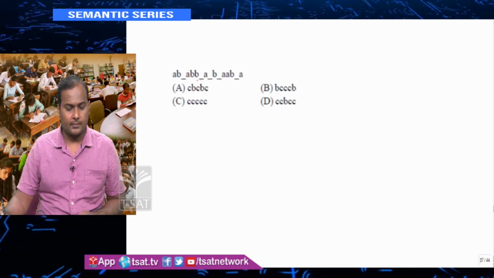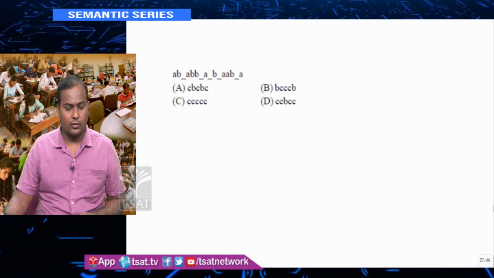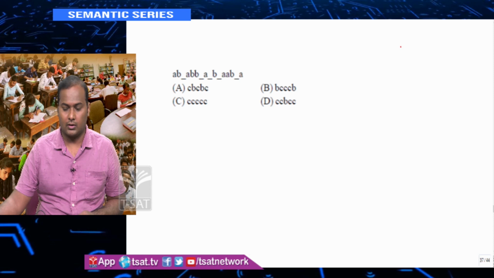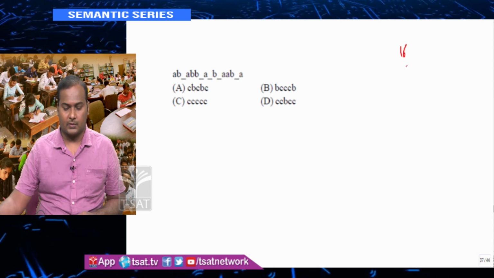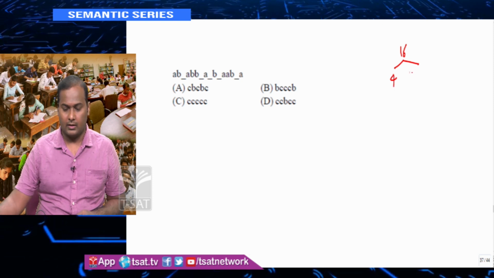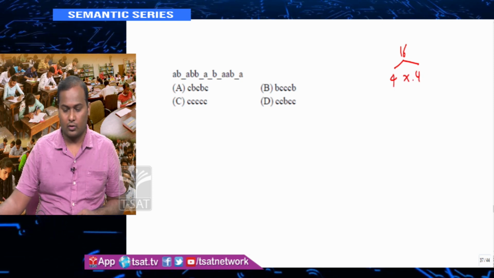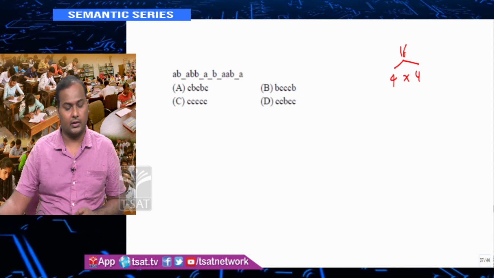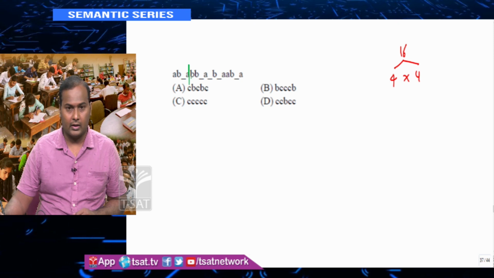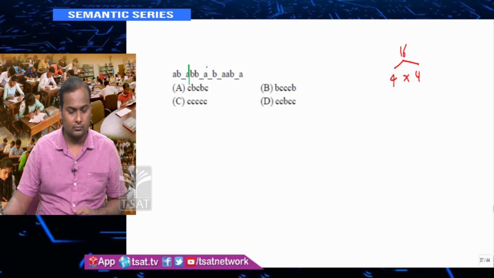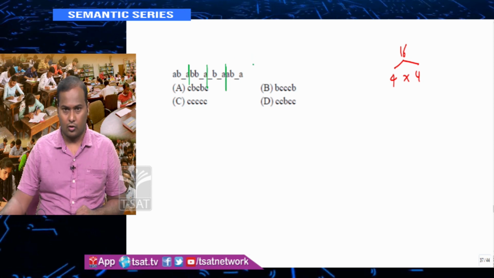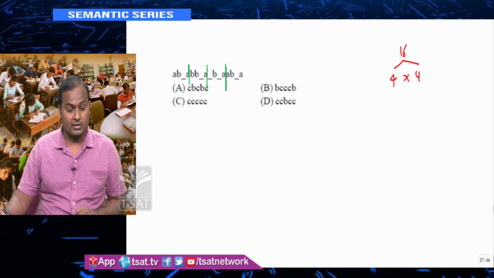In this particular series, I already said that first you count the number of letters. If I count the number of letters, there are total 16 letters. So these 16 letters can be divided into 4 blocks, and these 4 blocks may repeat 4 times, total 16 letters. So first what I will try to do is divide into 4 blocks. Now after dividing into 4 blocks, check for the common.